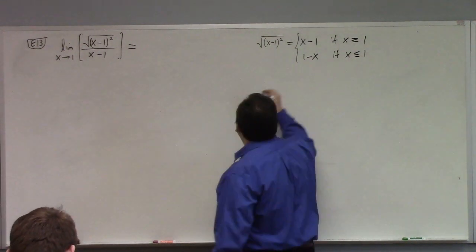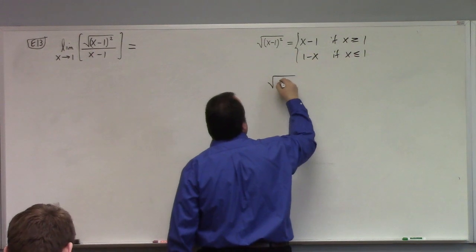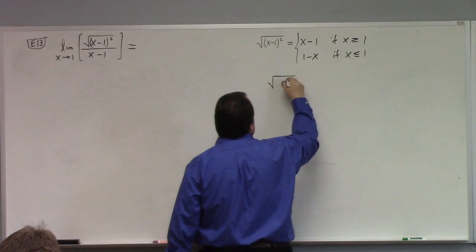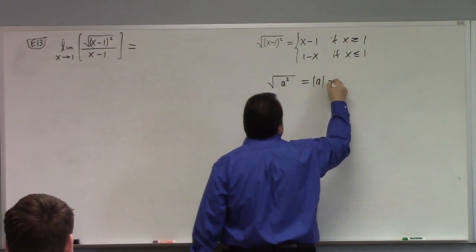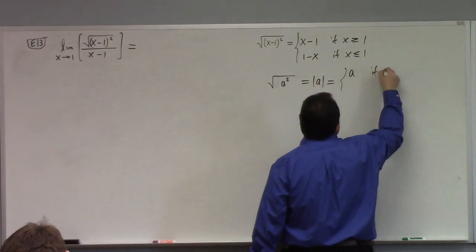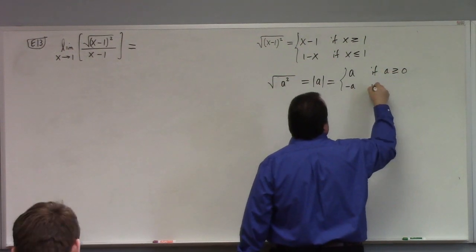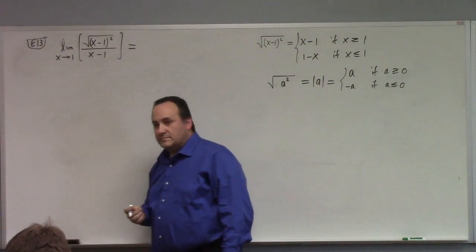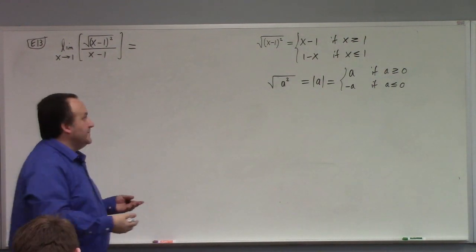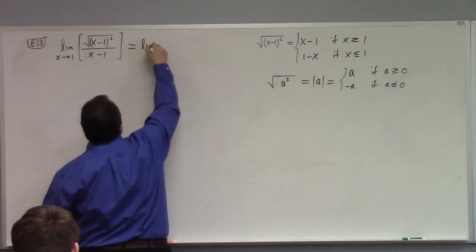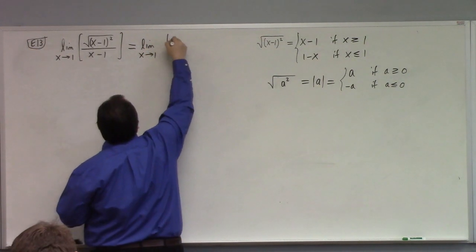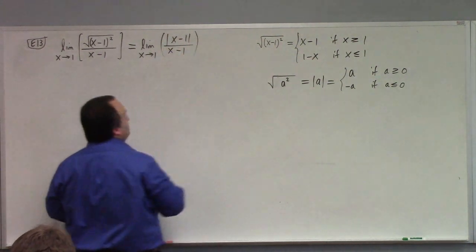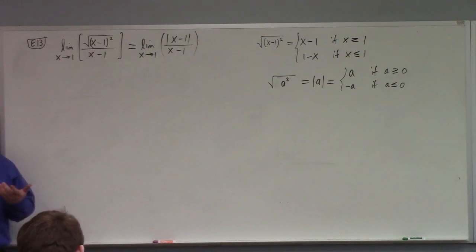The reason for that is there's a formula. The square root of a squared is in fact equal to the absolute value of a, which is equal to a if a is greater than or equal to 0, and minus a if a is less than or equal to 0. So in fact, what you're really looking at, truth be told, is the limit as x goes to 1 of the absolute value of x minus 1 over x minus 1. That's the same, actually.